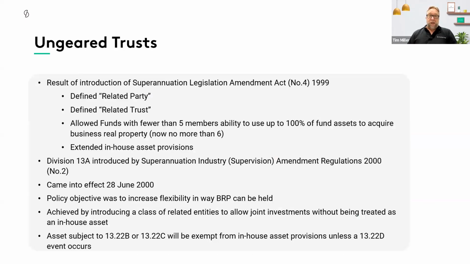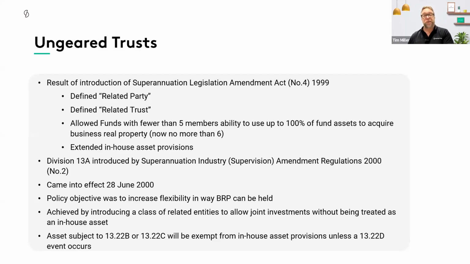The ungeared trust piece, so the 1322C, came about because of the changes to business real property, as I mentioned before. These changes came about to say that if you have an investment in a unit trust, the law has changed to say it will be an in-house asset, unless the regulations stipulate otherwise. And so we got the introduction of Division 13A, and in that division, it introduced 1322C. Now we've also got 1322B, but that covers pre-28 June 2000 investments. 1322C is clearly what we're looking at for any investments that are made now.